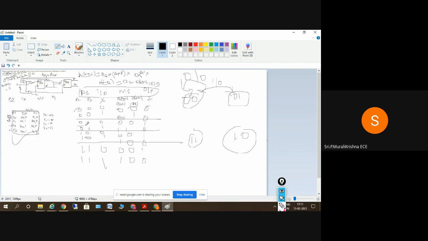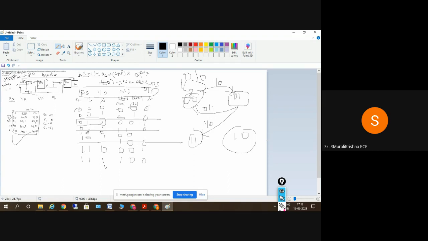And coming to this one, 0 1, and input is equal to 0. So 0 1 is the state, input is equal to 0, it will go to the state 0 0. Okay. So 0 0, input is equal to 0, it will go to the state 0 0, and output is equal to 1. And 0 1, if input is equal to 1, it will go to state 1 1, and output is equal to 0.